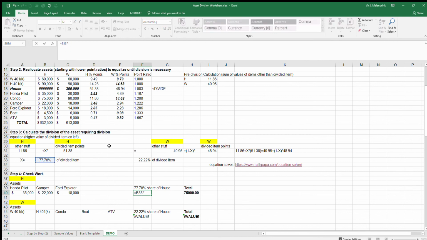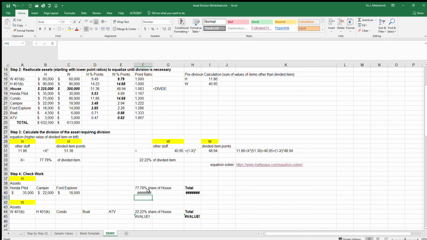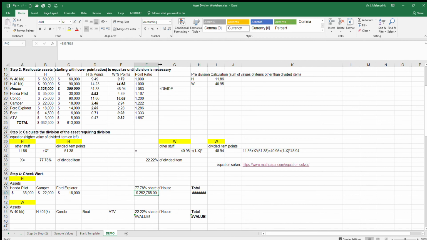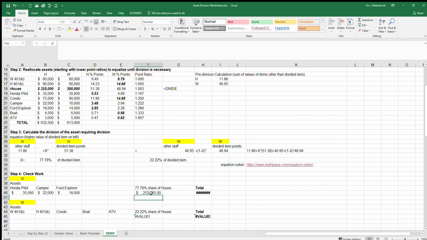Here's where we need to do, his valuation of the house is going to go here. So that's that right there. Oh, move that over. There we go. So husband's share of the house, 77.78% of the house. So it's 77.78% multiplied by 325 gives you $252,785. That's what he thinks that 77.78% of the house is.